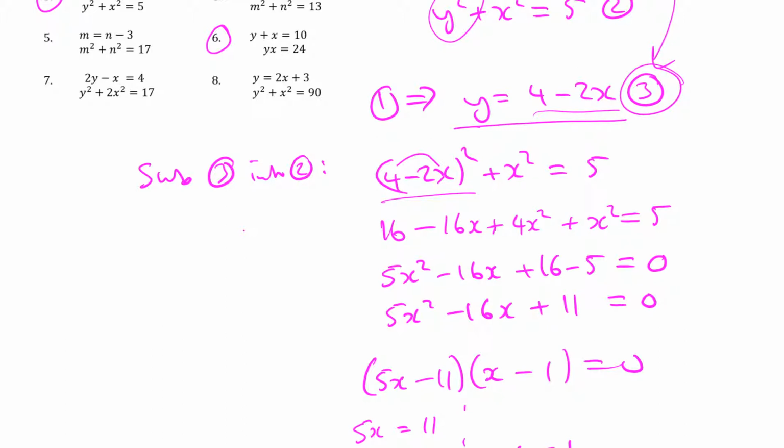And then you expand that out. So 4 minus 2x all squared is 16 minus 16x, because you do 4 times minus 2, which is minus 8x, then double it, which is minus 16x, and then you square the minus 2x. Minus 2x times minus 2x is plus 4x squared, and that x squared is this x squared, and it's equal to 5. Then you simplify it.